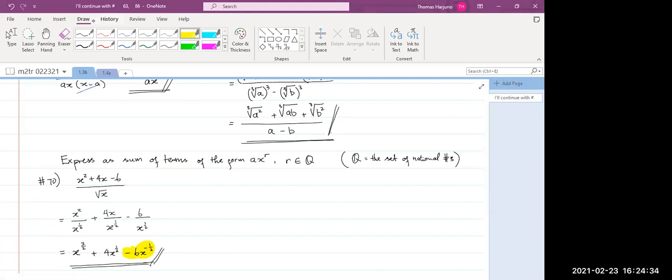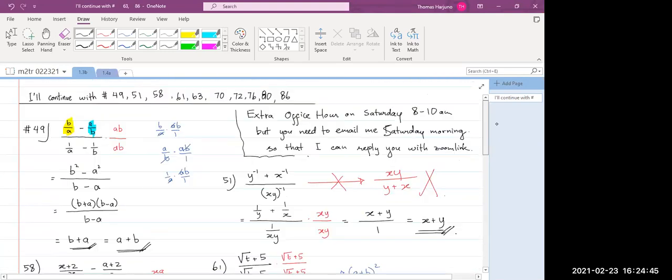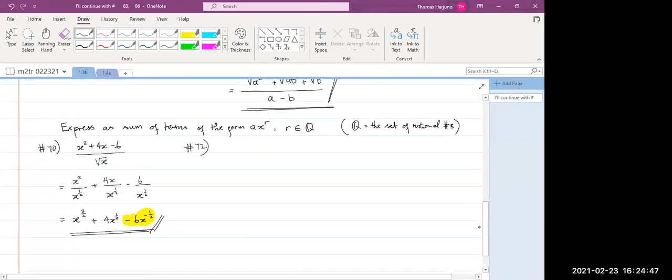Okay, so this question is actually not too hard. You basically split it and then simplify further. Okay, now let's bring it to number 72. Number 72, is it right? Yeah. Okay. Number 72, we have the quantity of square root of x minus 3 being squared, divided by x cubed.